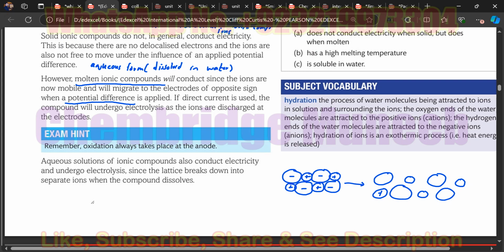As you know, there are two electrodes, negative electrode and positive electrode. What are the names of these electrodes? Anode and cathode. Yes, negative is the cathode and positive is the anode. So yes, this happens here.